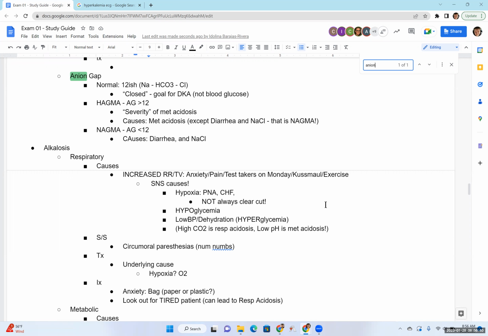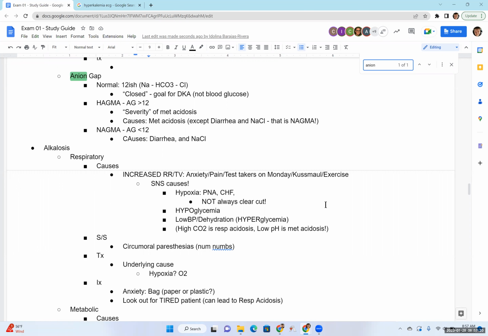The question was, what's the goal of DKA treatment? Is it to close the anion gap and then fix the blood glucose level? The goal is of course to treat the underlying cause, which is always the right answer. Here the underlying cause was ketosis, so we fix the underlying process to stop ketosis and to replace and fix dehydration. And how do we know we fixed ketoacidosis? The acidosis is resolved, so we closed the anion gap.